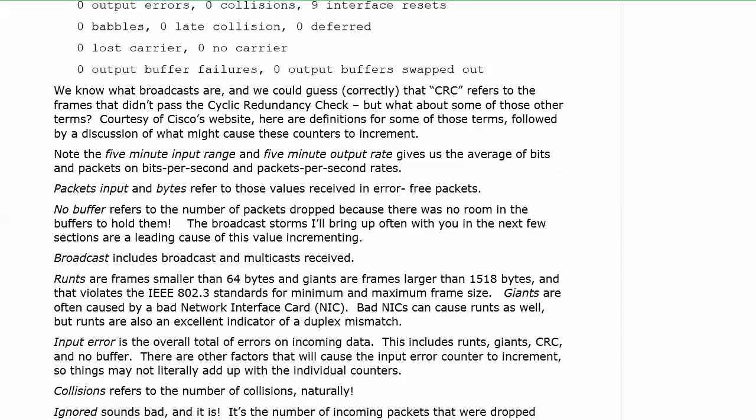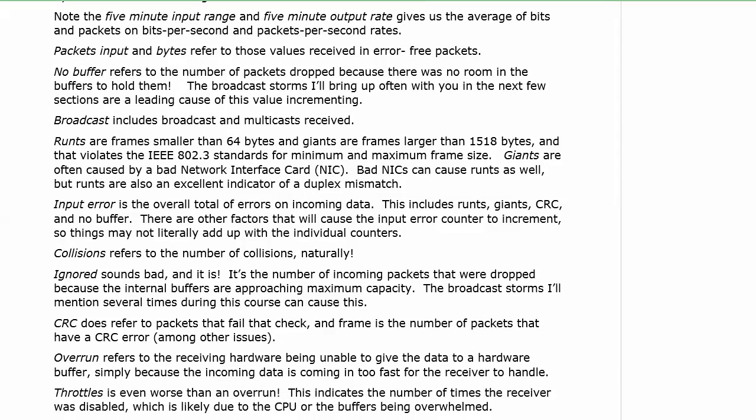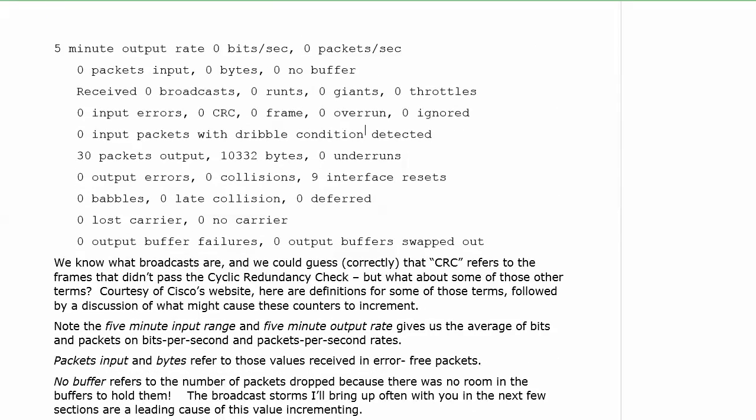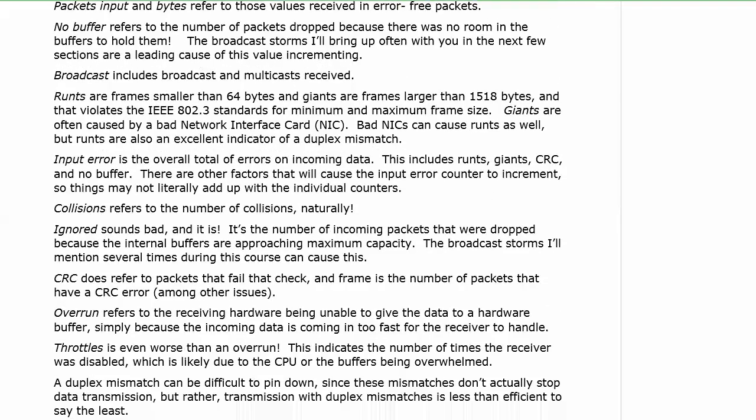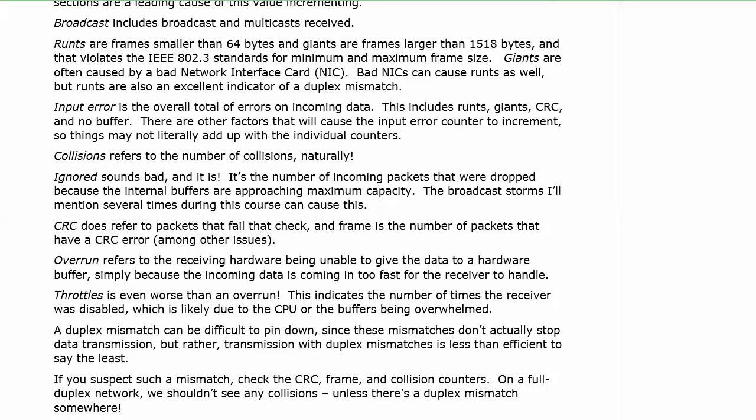Throttled is kind of like that. I think I've got throttles here, but yep, it is throttles actually. That indicates the number of times the receiver was actually disabled. Basically, at that point, the CPU and/or the buffers are just throwing their hands up saying, what do you want from me? The data is coming in way too fast, and that's what causes your throttle. So just a couple of things there to get you started with some troubleshooting in this particular output. Again, knowing which ones indicate you might be looking at a broadcast storm, and which ones help indicate a duplex mismatch, is a very good idea. Again, if you suspect a duplex mismatch, check your CRC, your frame, and collision counters, because on a full duplex network, we really shouldn't be seeing any collisions unless there is a duplex mismatch involved somewhere.